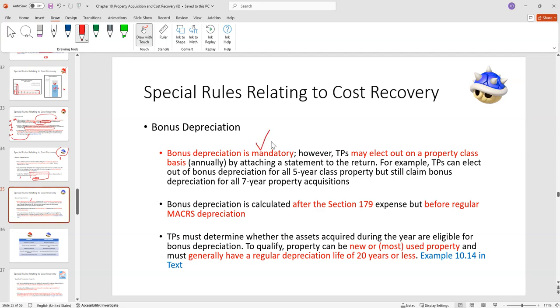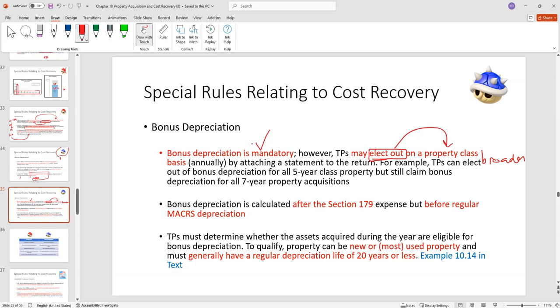When we talk about it, it's mandatory. In other words, you must use bonus depreciation, but if you want to get out of it, you can elect out, but it's on a property class basis. So if you wanted to opt out on one 5-year machine, then you have to opt out on all 5-year machines. So it's a broader opt-out, whereas with 179, you can be very specific and granular and pick and choose. Here, if you want to do it on certain things, there's a broader category for the opt-out.